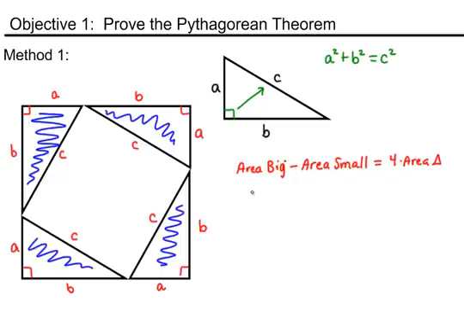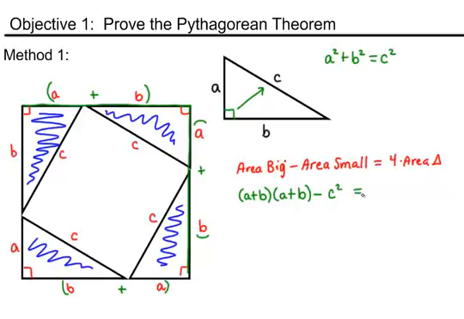So my area of my big square is base times height, which if you look, the base of the square is A plus B. The height of the square is the same. It's A plus B. We're going to subtract the area of the little square, which is base times height, which is C times C, which is C squared.